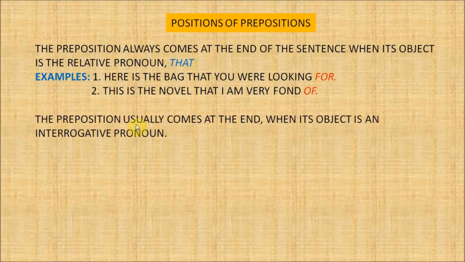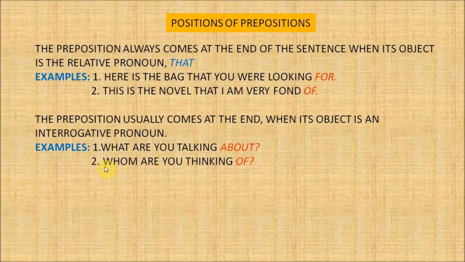Now let's see another point. The preposition usually comes at the end when its object is an interrogative pronoun. For example, what are you talking about? Second example, whom are you thinking of? So here also we see the prepositions are used at the end of the sentence because the object is an interrogative pronoun.